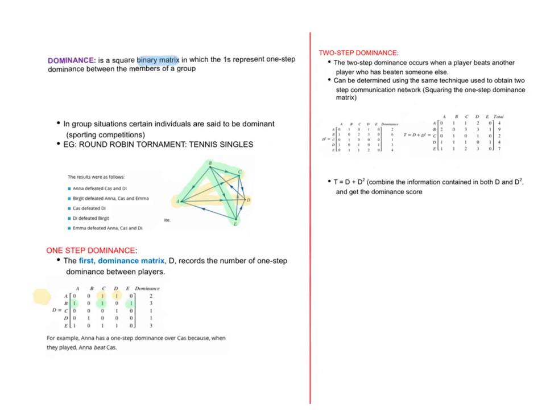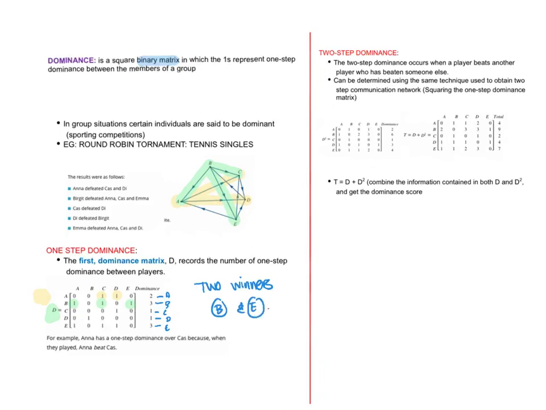So that's setting up very similar to communication, but it's only going one way. There's direction because someone beats someone. This first matrix, D, is the one-step dominance. So we call it one-step dominance. If we look along here, these would be A, B, C, D, E. If we only look at one step, we have two winners, and that would be B and E.